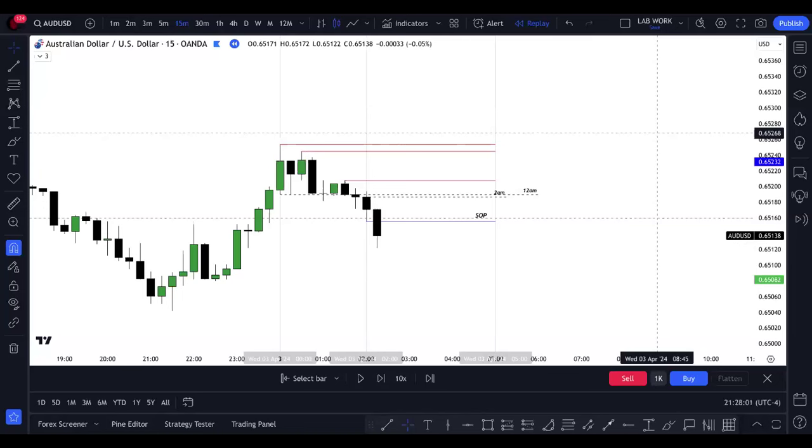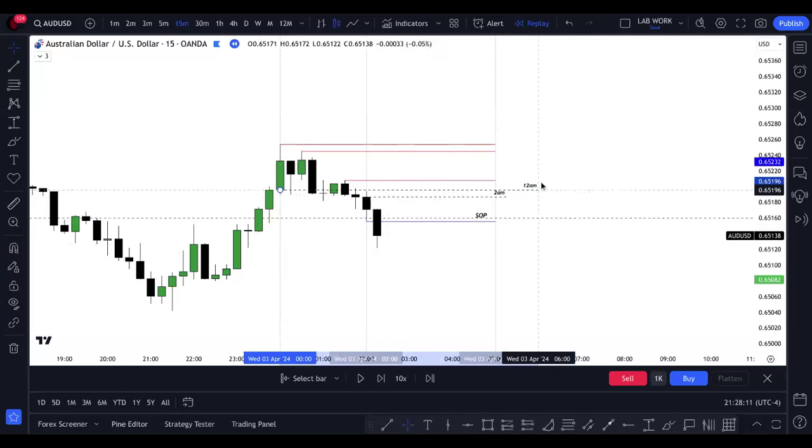But discount, good answer. Shout out chat. We're in a discount. Good job. We're below Sunday's opening price. We're below midnight opening price. Let me fix that. There we go. Midnight opening price. We're below the Kill Zone's opening price. So we have a triple confluence of being in a discount.